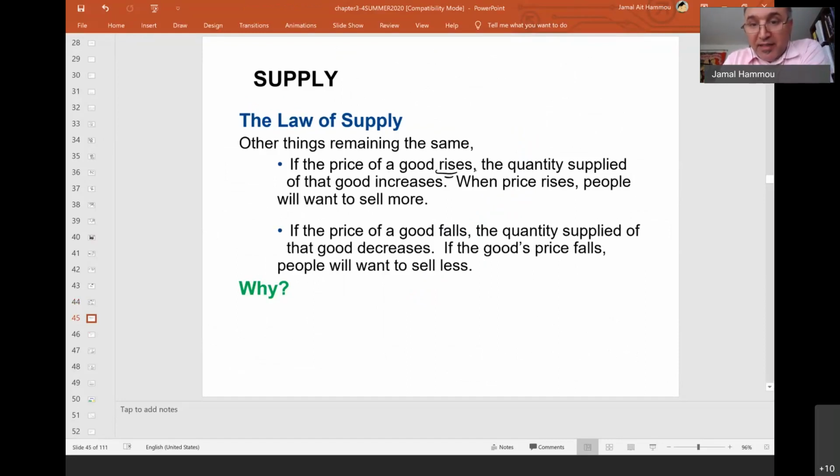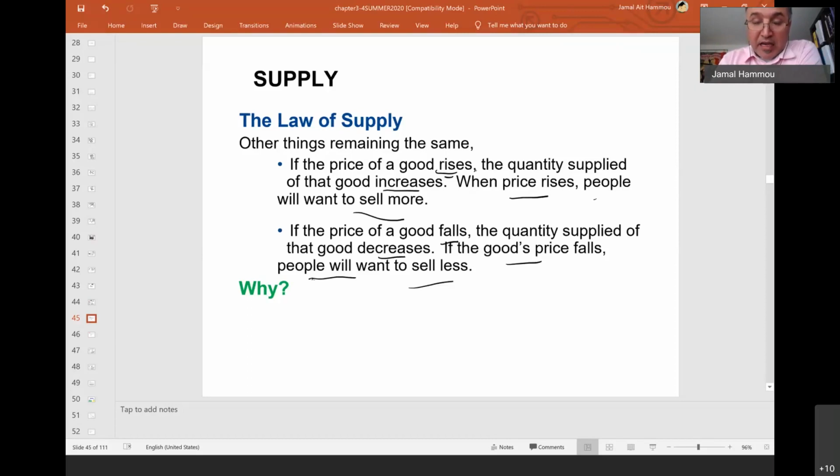Why? Because when the price goes up, people are willing to sell more. They make more profit. They are willing to sell more. So if the price falls, the quantity supplied decreases. If the price falls, companies or people are making less profit, so they are willing to sell less.